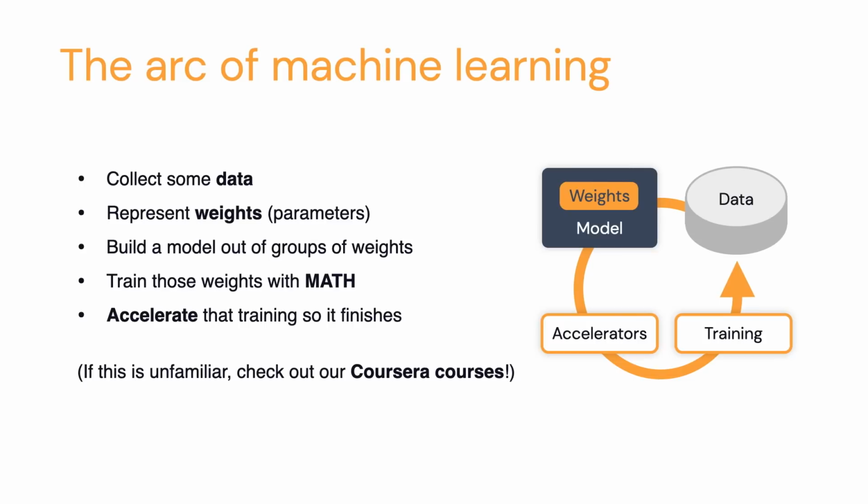And when we talk about TensorFlow, we want to think about the arc of machine learning. So you're going to collect some data, you're going to represent some weights or parameters, you're going to build a model out of groups of weights and parameters, you're going to train those weights with math, and then you're going to accelerate that training so it finishes in some reasonable amount of time. And if this isn't very familiar, you should check out one of our Coursera courses. But otherwise, we're assuming that you kind of know this stuff.